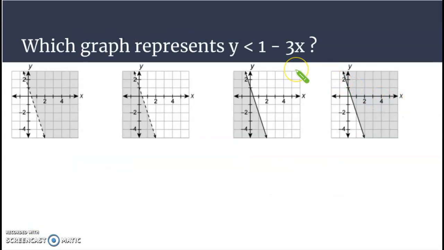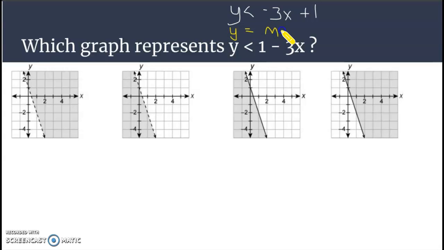Which graph represents y less than 1 minus 3x? Well, let's rewrite this in slope-intercept form. I'm going to put the negative 3x first, and then the plus 1, so you can sort of identify slope-intercept a little better there. See how everything kind of lines up. mx plus b. Alright, that tells us a y-intercept happens at 1. We have a y-intercept at 1.